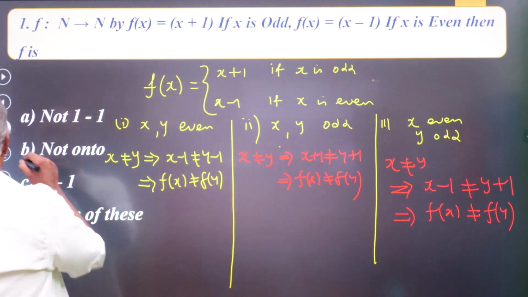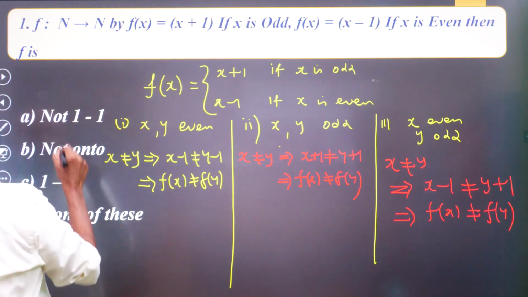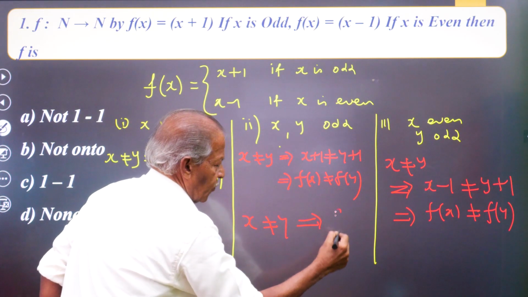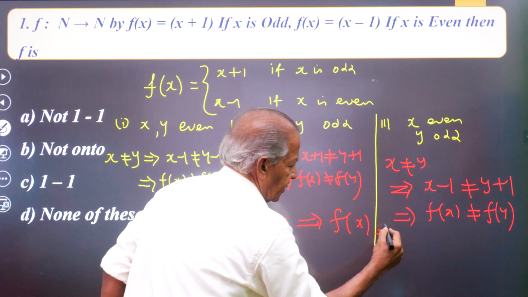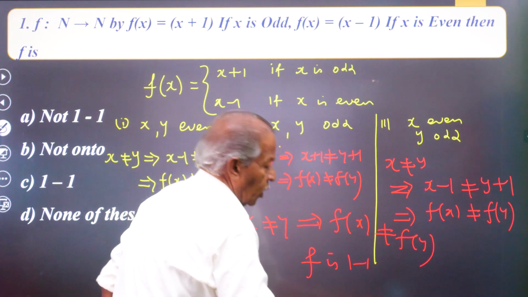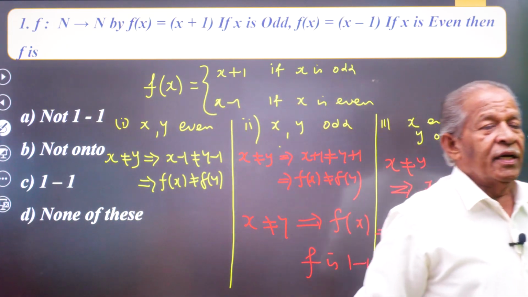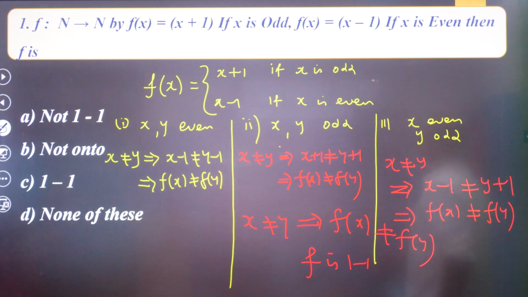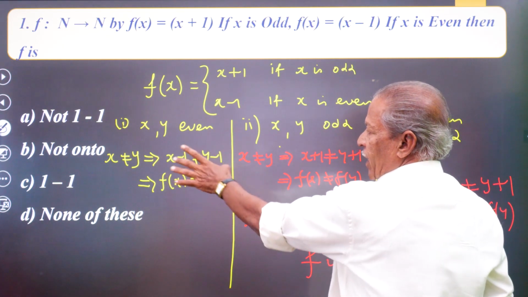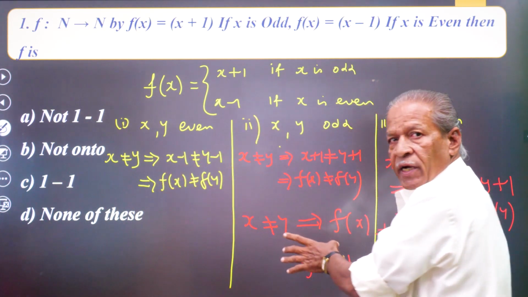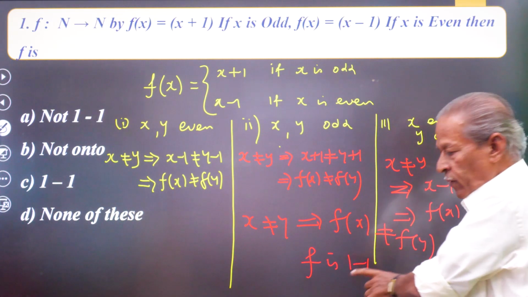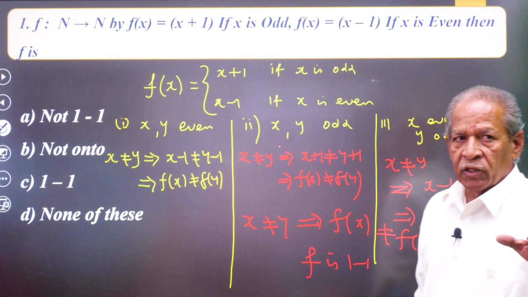This shows that x is not equal to y implies f of x is not equal to f of y. F is one-one. The question is to check whether it is one-one or not. The three cases we have taken, in all the cases the condition is satisfied. Therefore, in general, x not equal to y implies f of x is not equal to f of y, f is one-one. The first part is over.